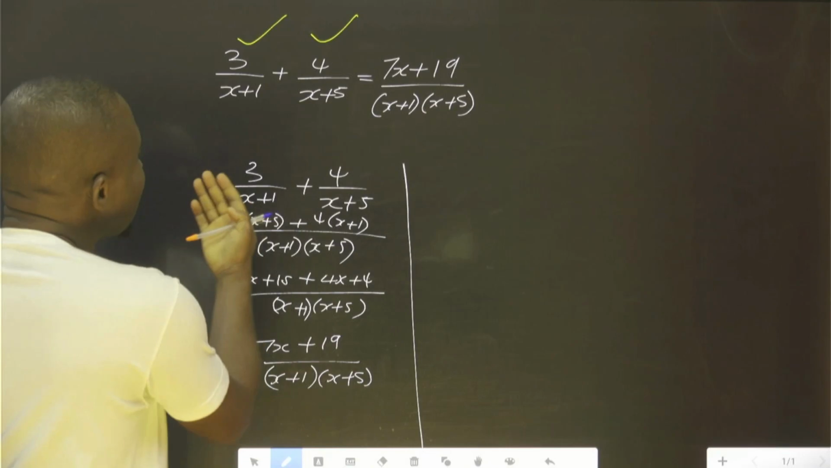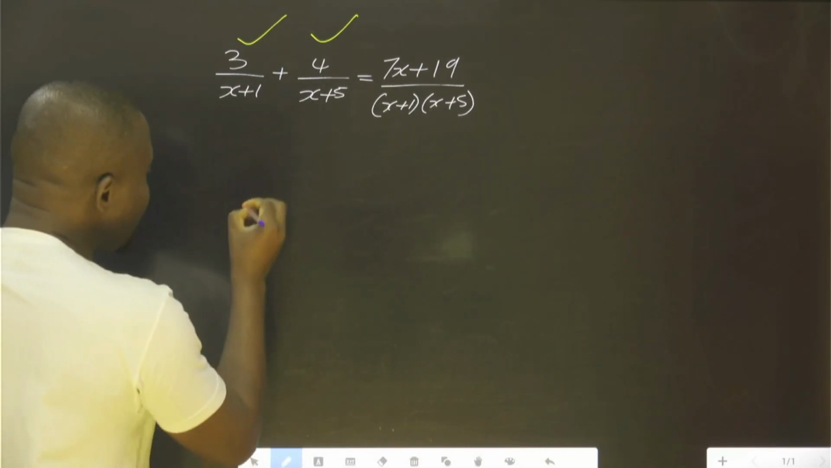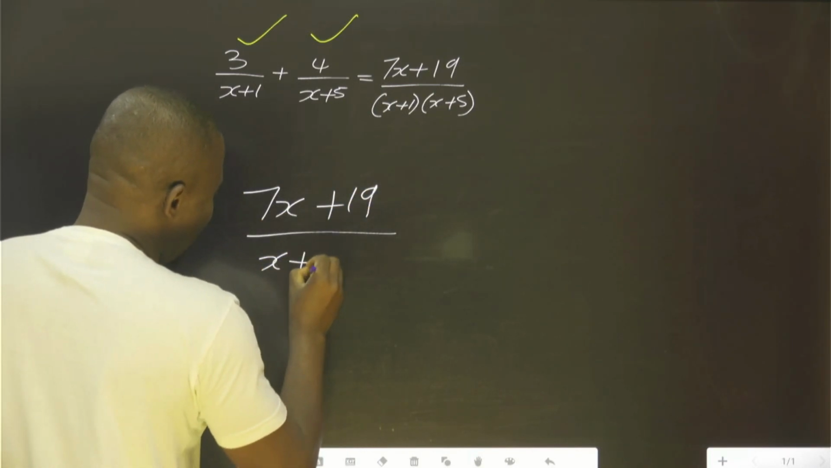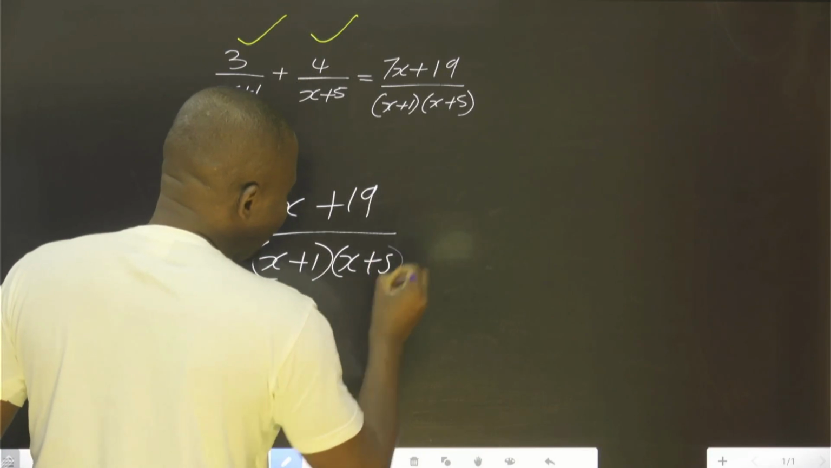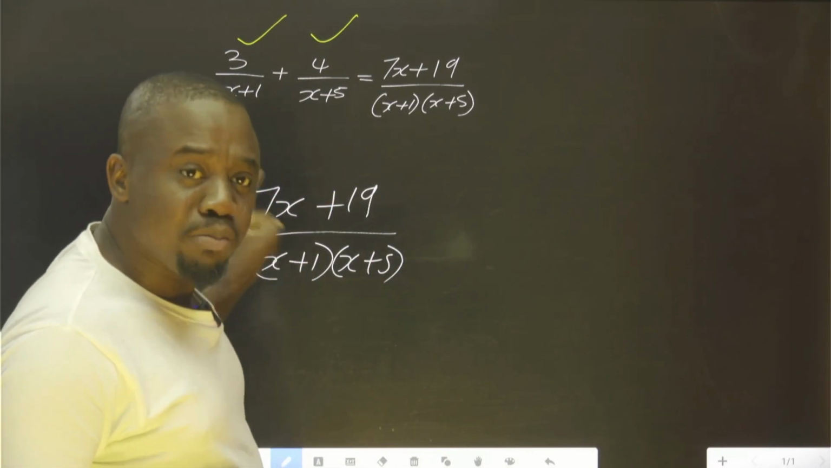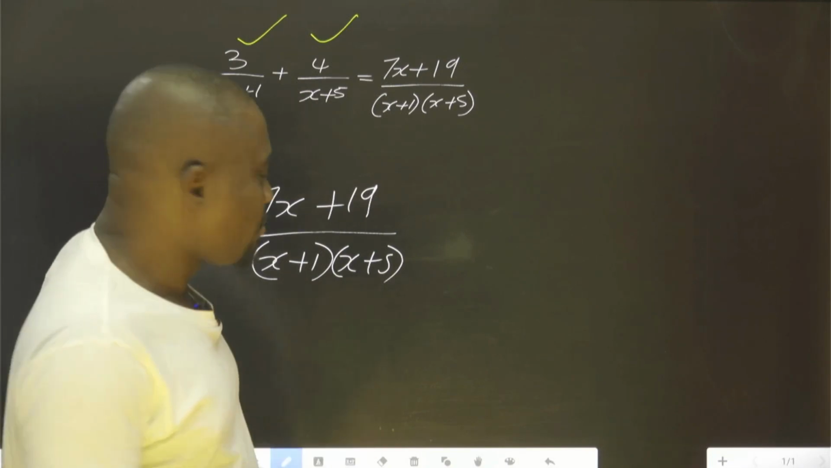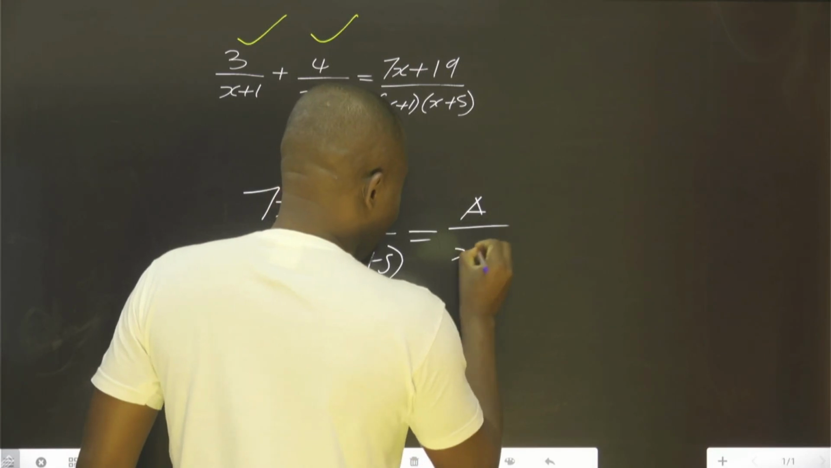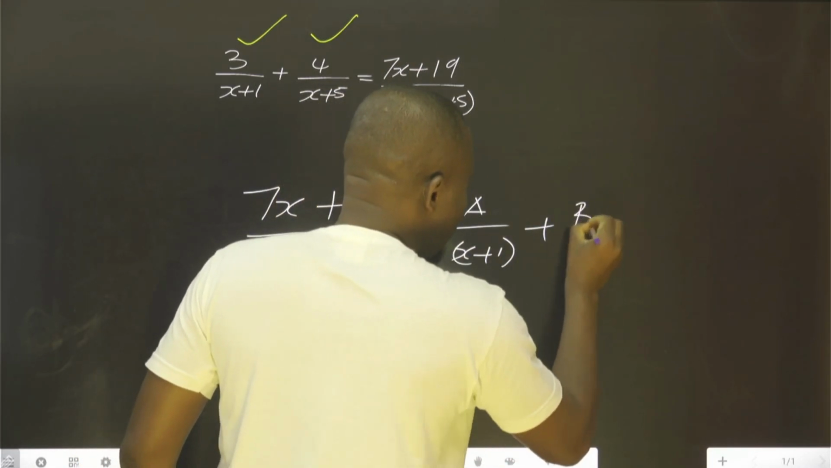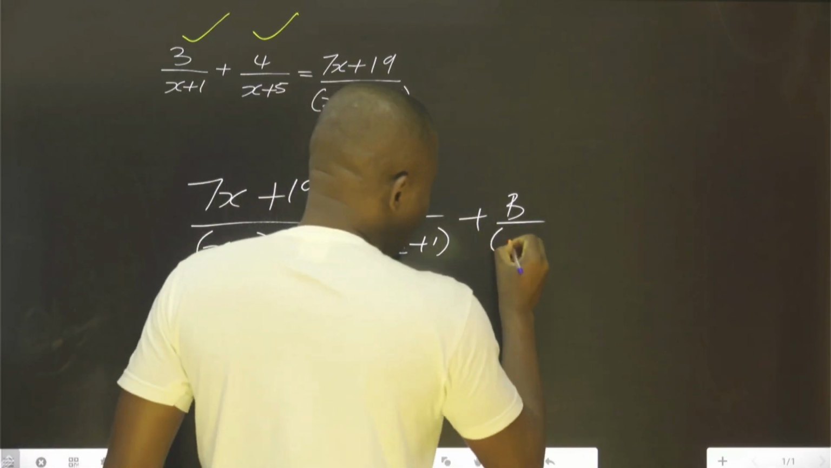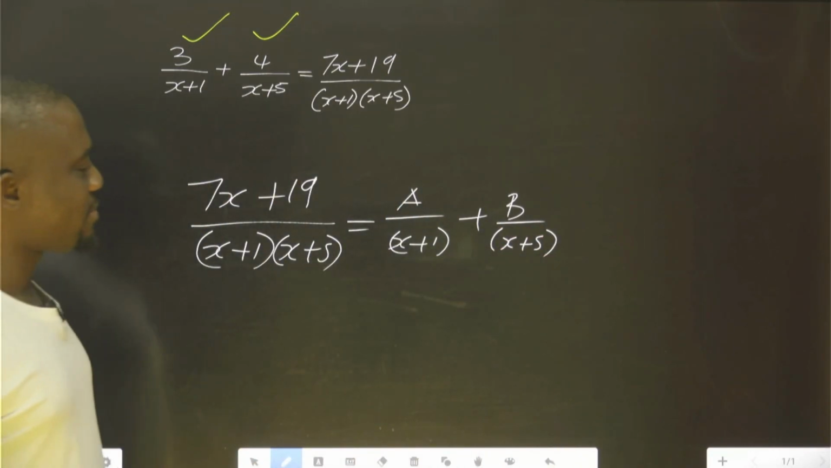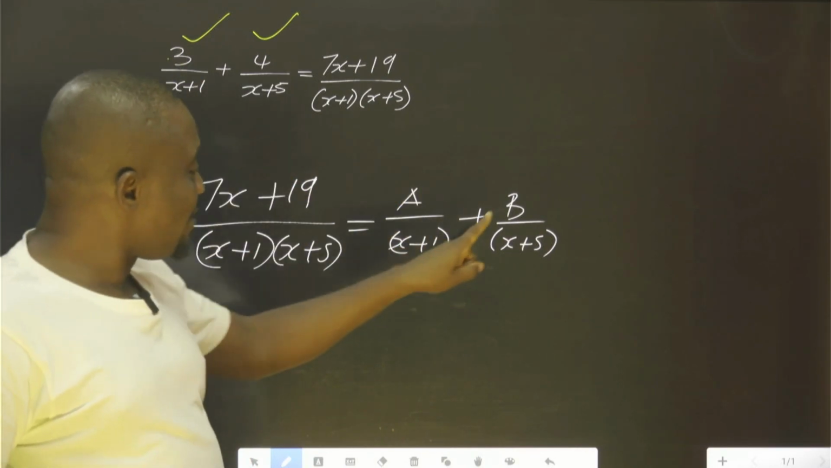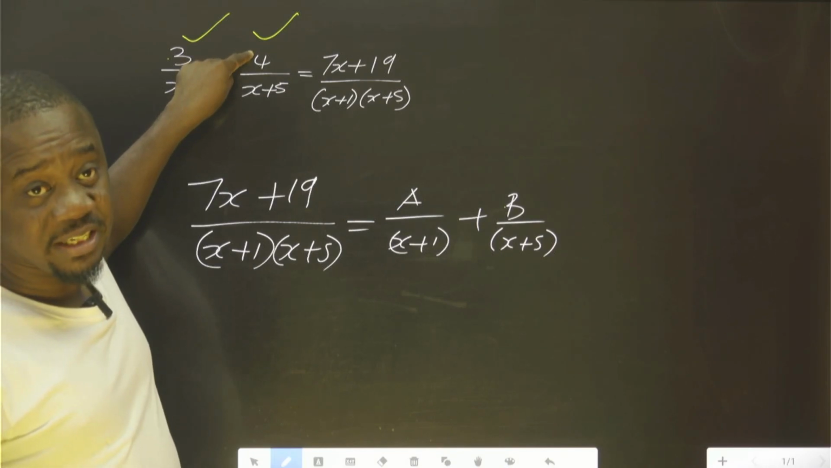Let me show you. What you need to do, if you are given, say, 7s plus 19 over s plus 1, s plus 5, to get its partial fraction, simply do equals A over s plus 1, B over s plus 5, like this. So if you get A, you'll be solving for this. If you get B, you will be solving for this.